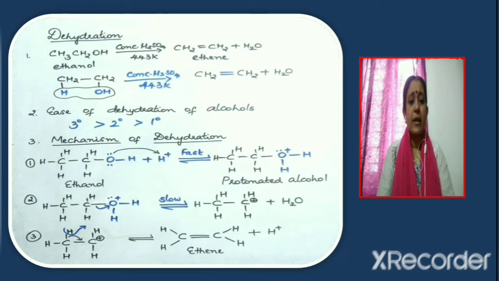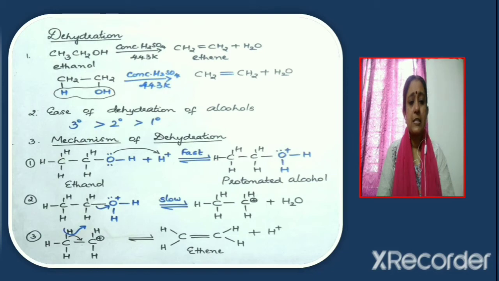Second step is formation of the carbocation. The protonated alcohol eliminates a molecule of water. That is, by the breaking of the C-O bond, the bond pair of electrons gets shifted to the oxygen, as a result of which water is eliminated, and that leads to the formation of carbocation. Here the carbocation formed is ethyl carbocation.